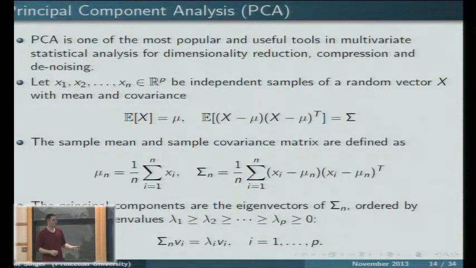So you build the sample mean and sample covariance matrix, and then you compute its leading eigenvectors, the eigenvectors that correspond to the largest eigenvalues. These give you the principal directions, that is, the directions in which the data changes the most, the directions of most variability. And then you can use them to do dimensionality reduction, compression, denoising, and so on. So that's classical PCA.